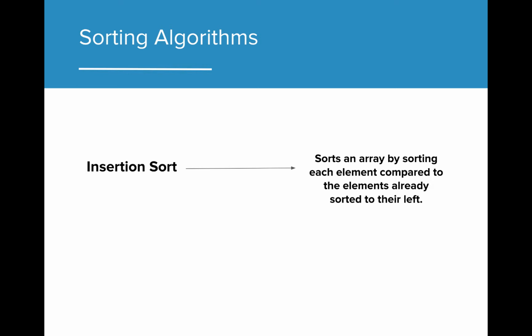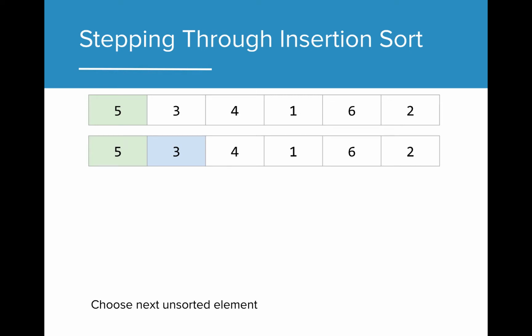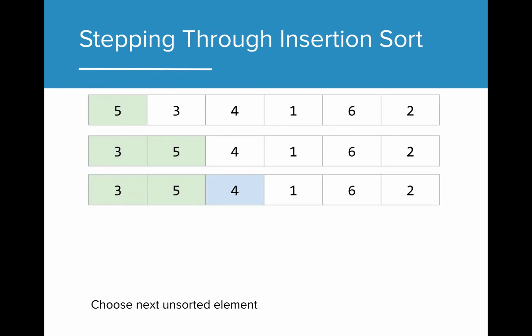Let's see what this looks like in action. For insertion sort, we choose the first element and mark it as sorted. Then we choose the next unsorted element, which in this case is the value 3. We then shift this value into the correct position in the sorted part of the list. Now the left part of the list is sorted, and we choose the next unsorted element in the list, 4.